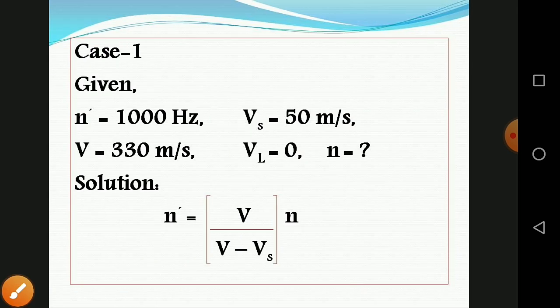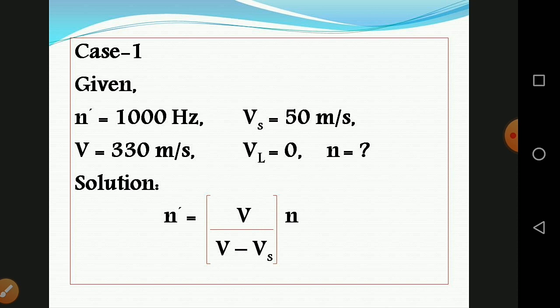So case 1, the given values: N dash is equal to 1000 hertz, Vs is equal to 50 meters per second, V is equal to 330 meters per second, and VL is equal to 0 because of the stationary listener. They gave a stationary listener, that means the listener is at rest. So VL is equal to 0, and we find the N, that means the actual frequency.